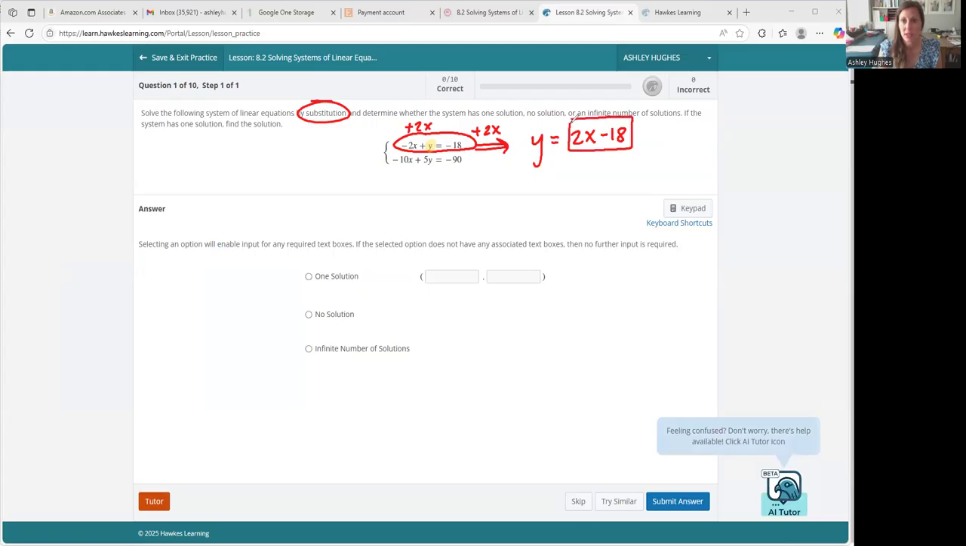Now, think about substitution like a substitute teacher, someone who takes the place of someone. So I'm going to now substitute this in for y into the next equation, whichever equation I did not use to solve for y. So now I'm going to write negative 10x plus 5 times parentheses 2x minus 18 equals negative 90. It's really important that I keep this in parentheses because I want to distribute this 5 to both of these terms. So I get negative 10x plus 10x, and then 5 times negative 18.